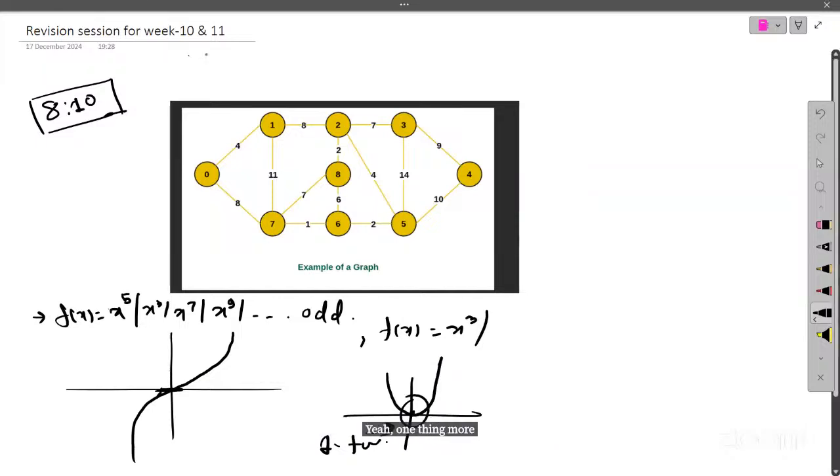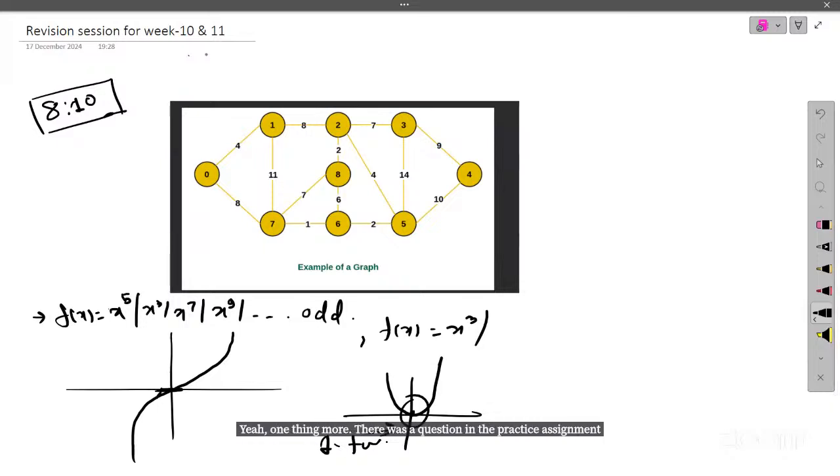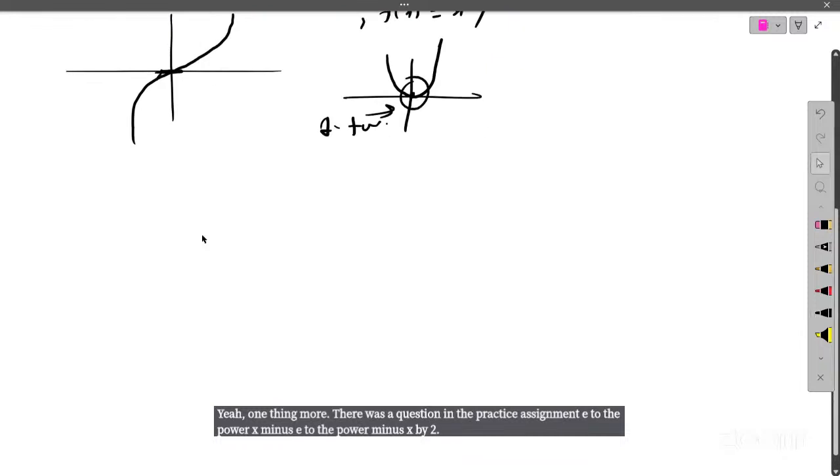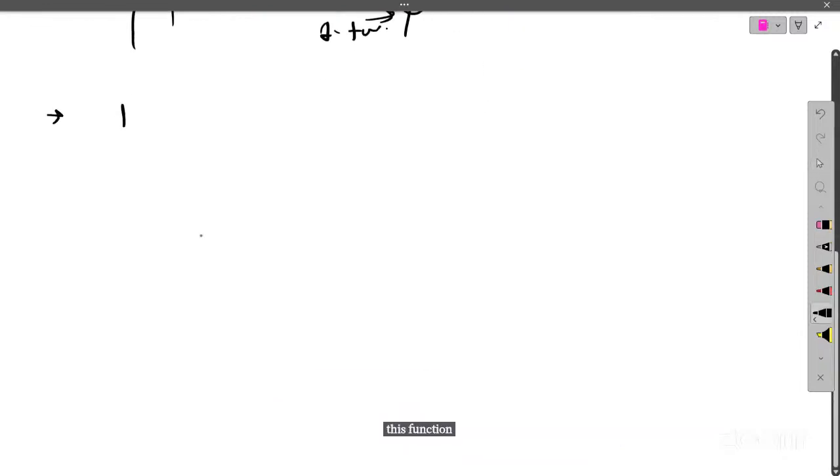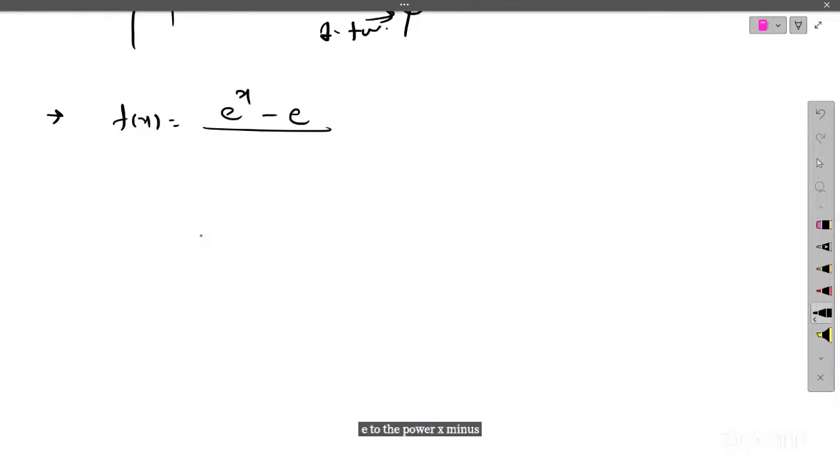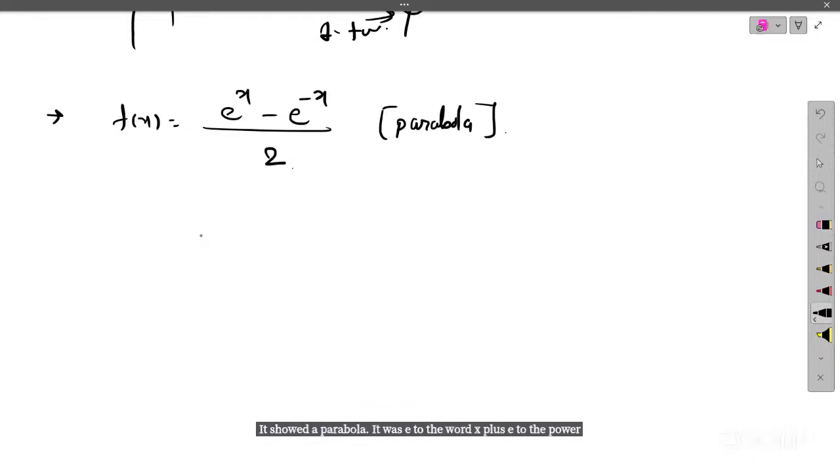One thing more. There was a question in the practice assignment: e to the power x minus e to the power minus x, divided by 2. This was a function and it showed a parabola. Why? I don't clearly remember whether it was e to the power x plus or minus e to the power minus x, but either of them showed a parabola. You can check this in Desmos; Desmos also shows a parabola, but I do not understand how it came.